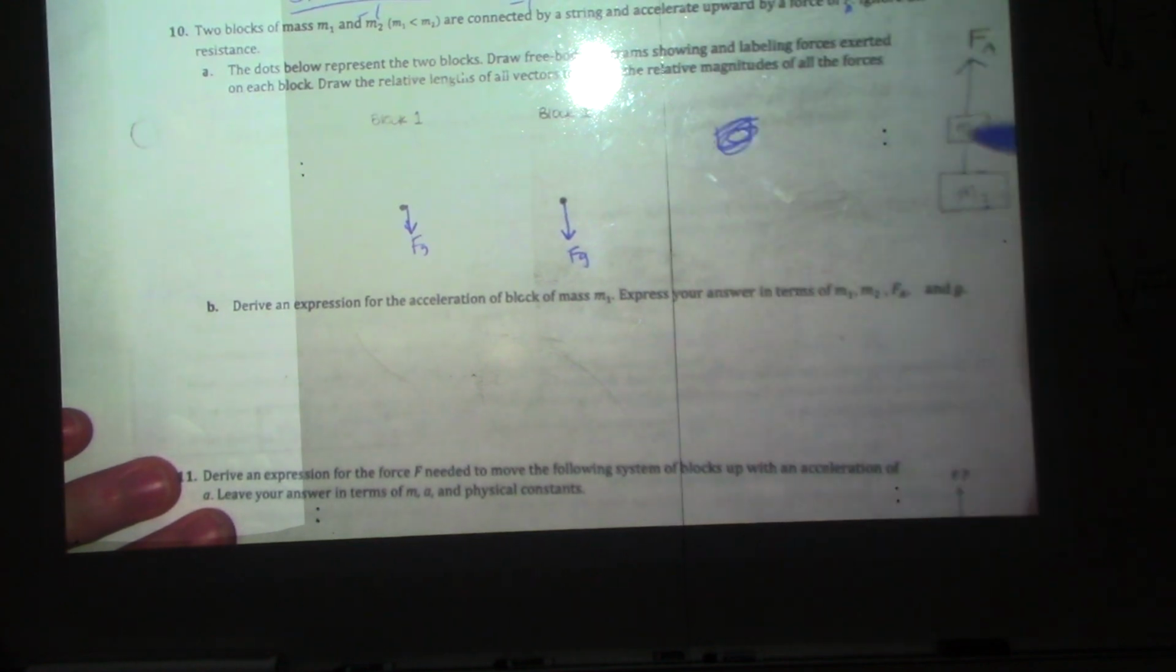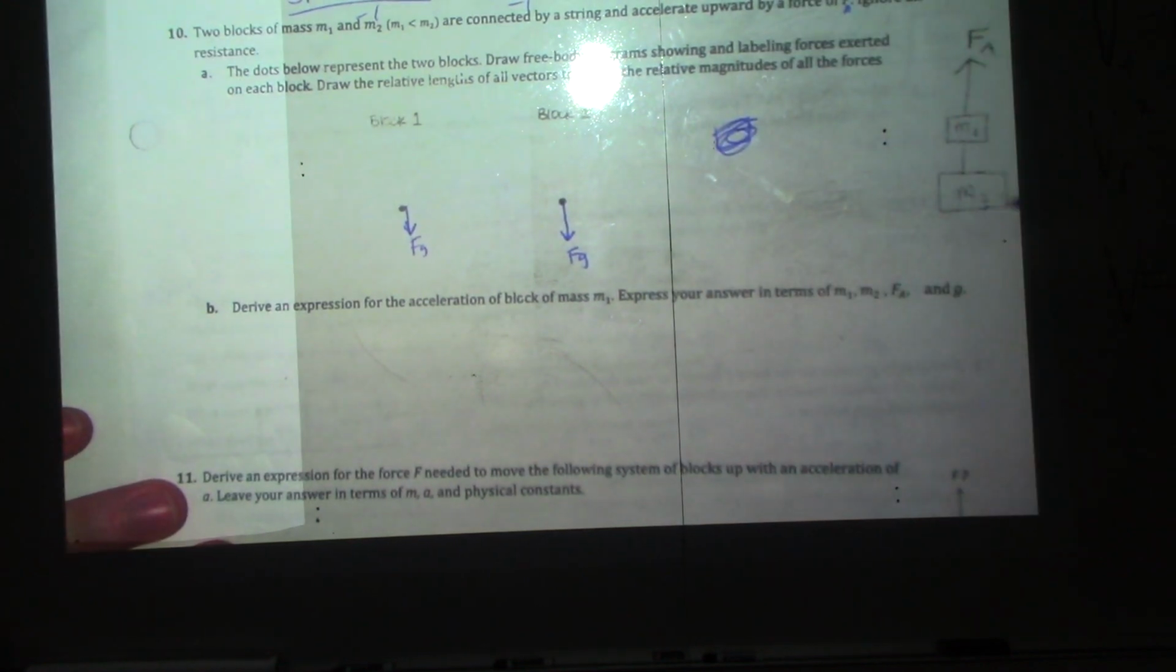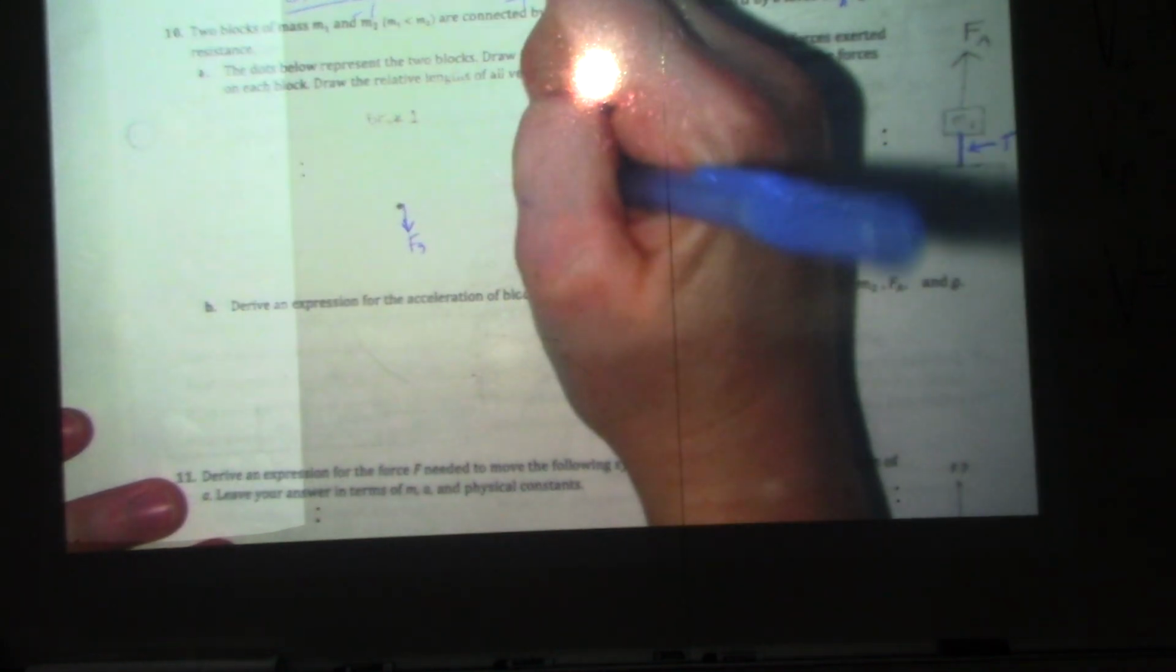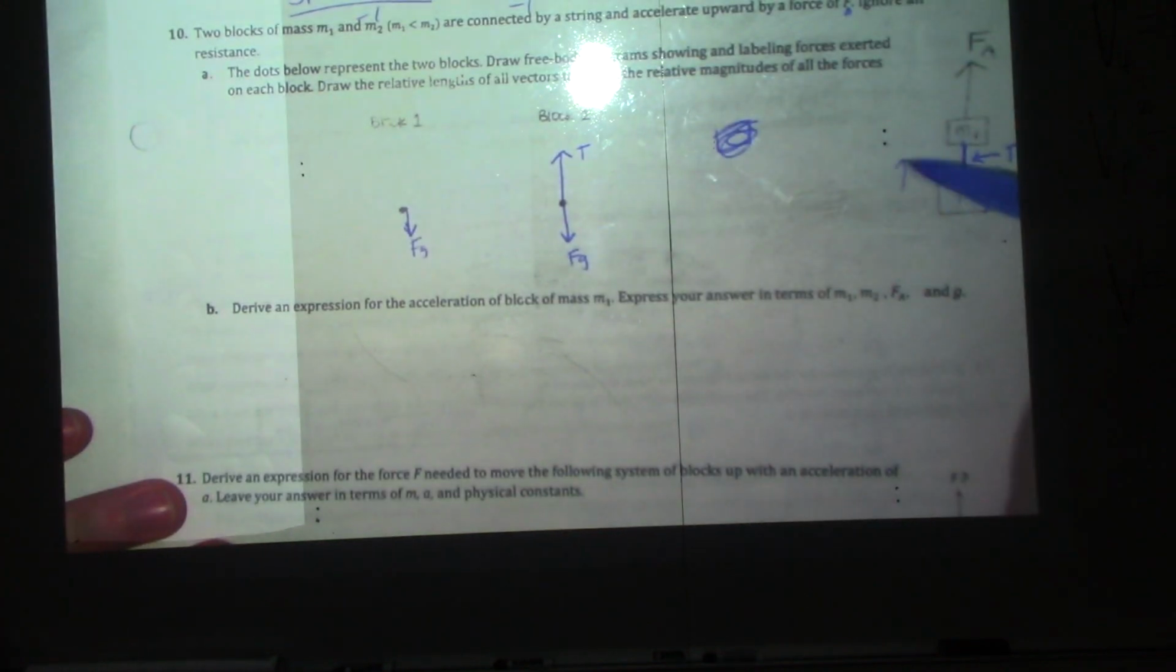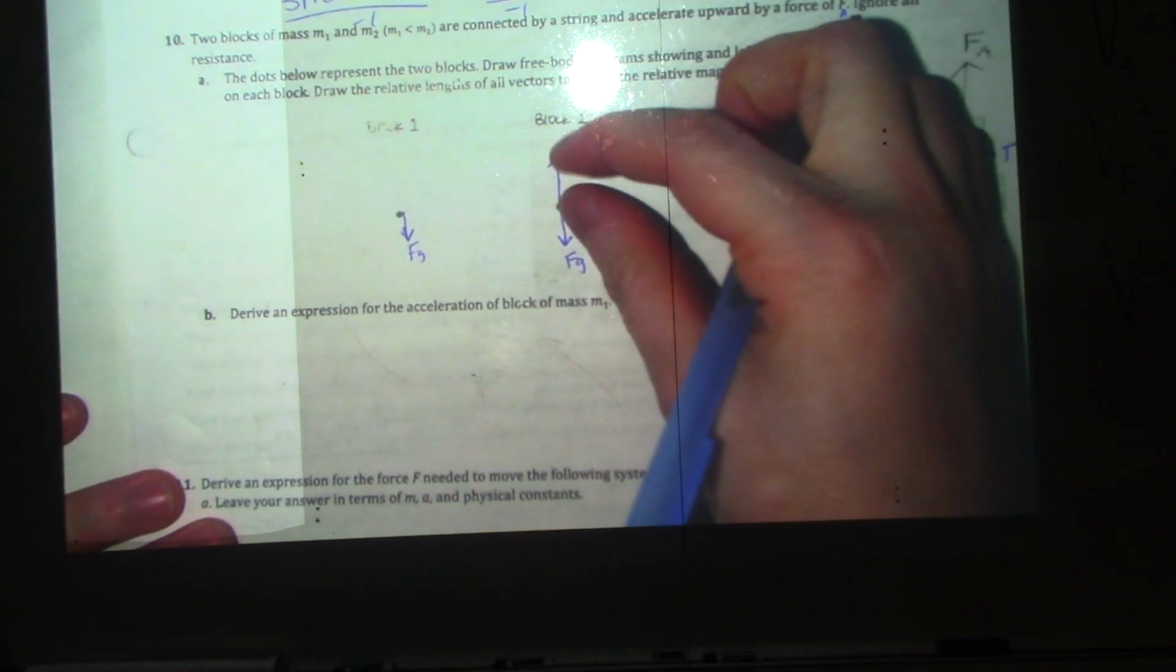M2 feels this tension force. I'm going to call this force right here tension, so for M2 I'm going to draw this tension force like this. It's going to be greater than the gravity force because I know that I'm going to accelerate up. Now M1 feels this applied force, but it also feels tension pulling it down. It's the exact same tension, so you need to make sure that this tension length is equal to this tension length.